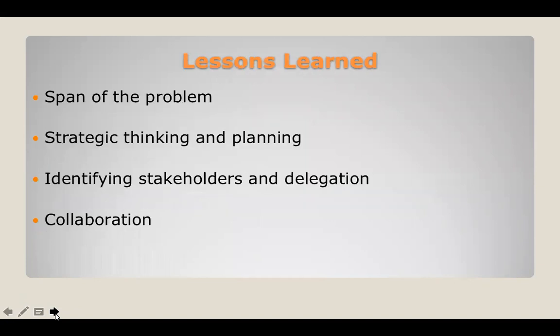So lessons learned, the span of this problem is very, very large, and there are many resources and stakeholders that are needed to ensure effective collaboration to implement these interventions and ensure success and sustainability. I learned about the strategic thinking and planning that was involved in this process, looking at it in a systematic approach because the span of the problem was so large. I learned how to identify the appropriate stakeholders. You don't want too many people involved, but you need to make sure the right people are involved. And then the work that is needed to make this successful involved a lot of delegation and collaboration.